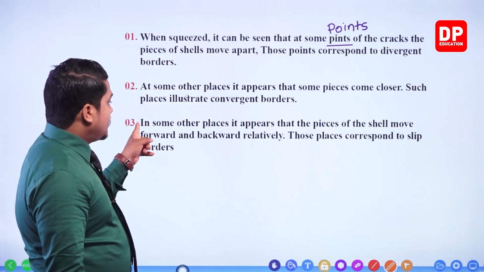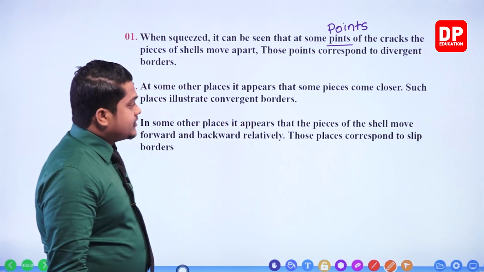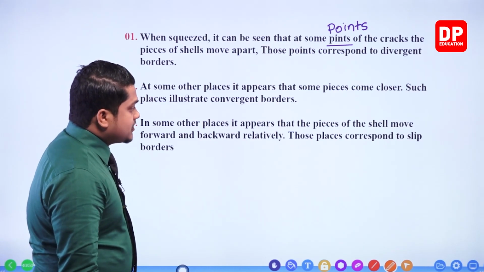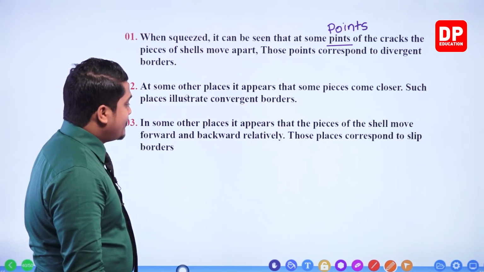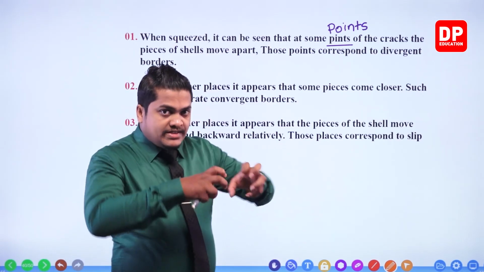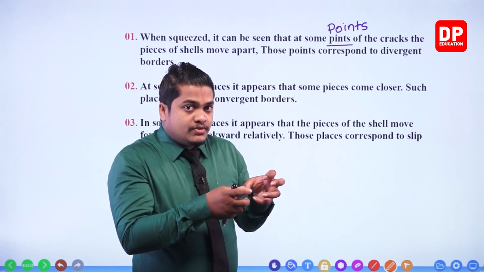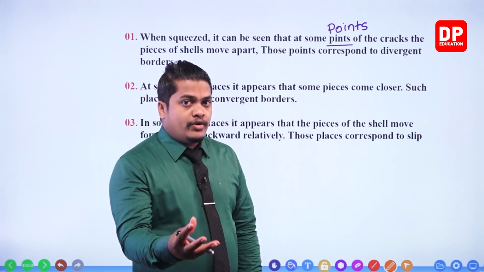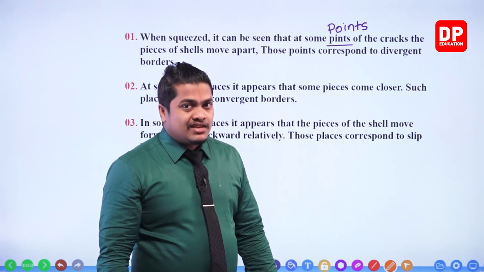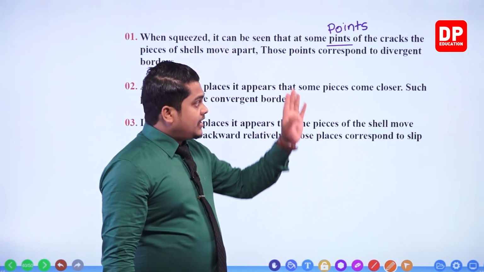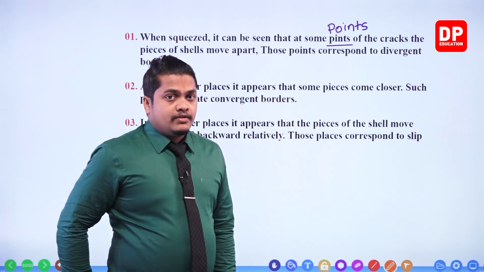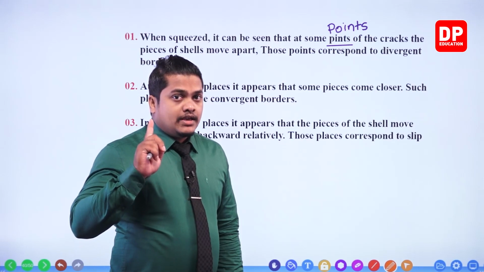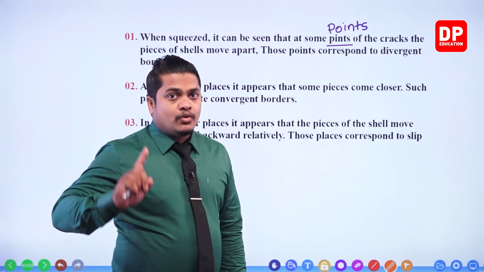Then the third one: in some other places, it appears that the pieces of shell move forward and backward relatively. Those places correspond to slip borders. Now, when I was squeezing it, I think you could clearly observe some borders slide past each other. This kind of border or movement is called a slip border then. Okay. So the three movements can be observed within the shell of the egg, and those three movements are identical to the convergent, divergent and slip borders, my dear children.